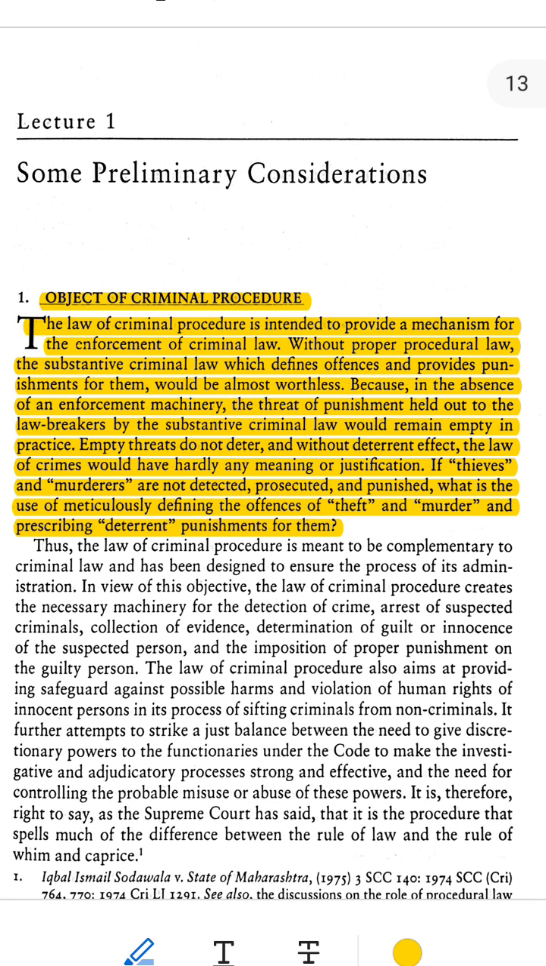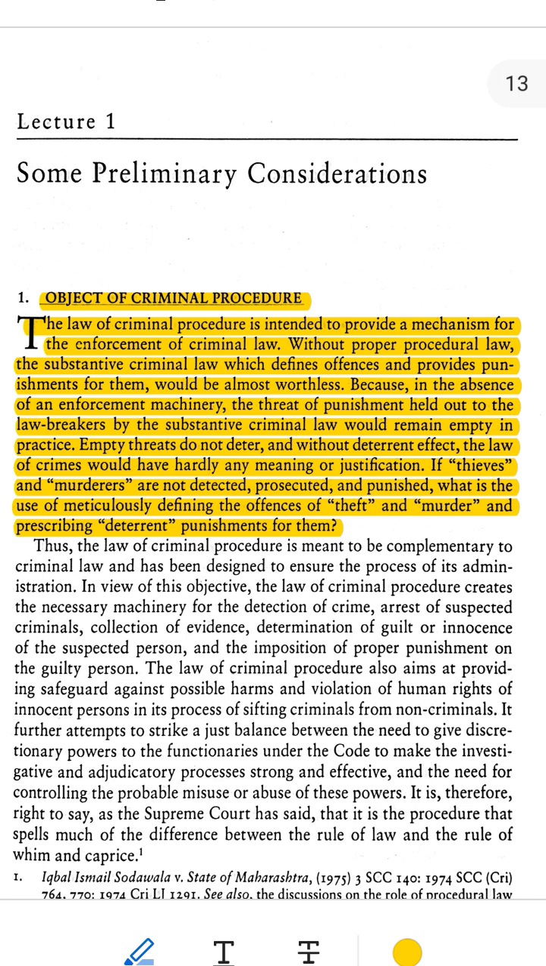2. Why do we need criminal procedure? Imagine this. There is a rule that says no stealing. There is a punishment for stealing, like going to jail. But if there is no one to check who is stealing, catch the thief, or take them to court, then what is the point of that rule? It's just words on paper. No one will take it seriously.